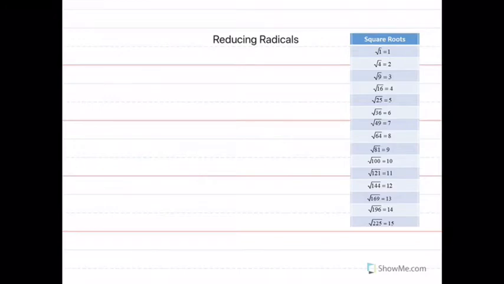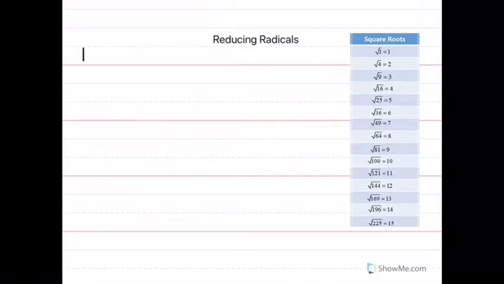Looking at the square roots of perfect squares, the numbers inside of these radicals, 1, 4, 9, 16, those are called perfect squares. They're called perfect squares because when we square root them, we get an integer. So when I square root 9, I get 3. When I square root 16, I get 4. No decimals involved or fractions.